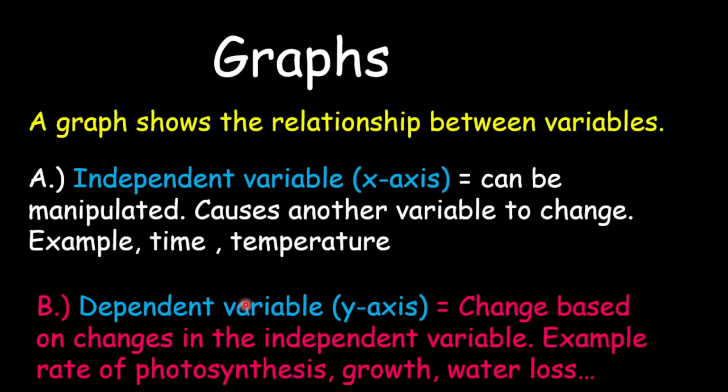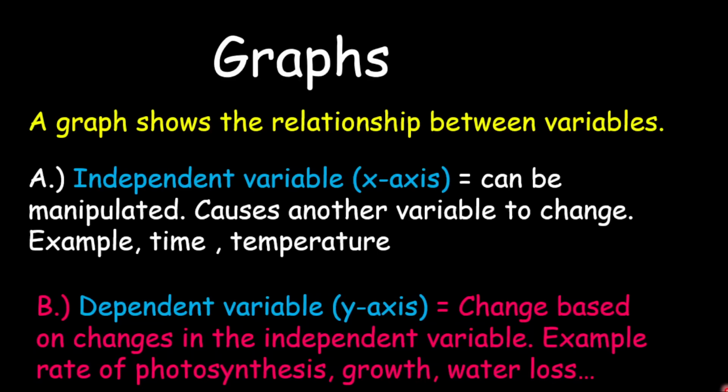And the other one is the dependent variable. As the word suggests, it depends on another variable. And so the dependent variable must be placed on the y-axis. This type of variable changes based on the changes in the independent variable. An example of that is the rate of photosynthesis. I'm going to give you an example that will bring this out a little bit. Also, growth or growth rate, and water loss, for example, in transpiration. What are some external factors that affect the rate of water loss? I notice that these are the things that are being affected by the change in another variable, which we call the independent variable.